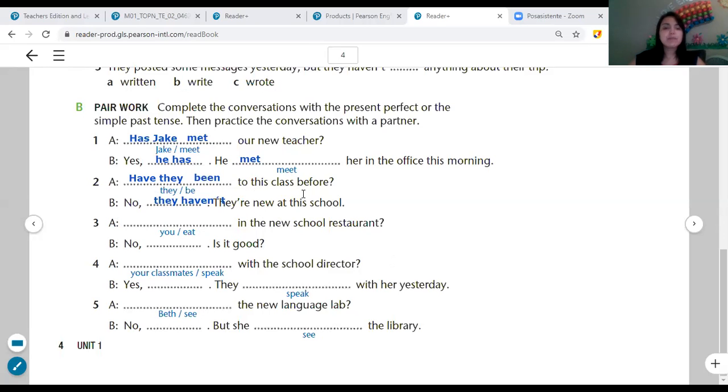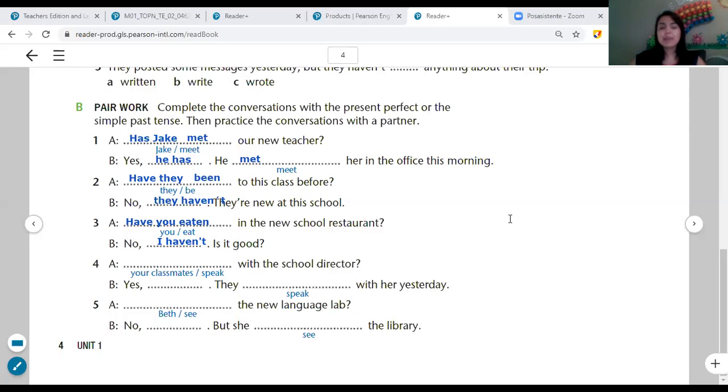Number 3, again, no specific time. So it's the present perfect. Have you eaten in the new school restaurant? No, I haven't. Is it good?